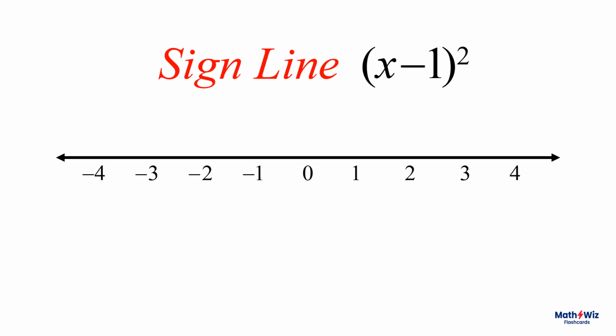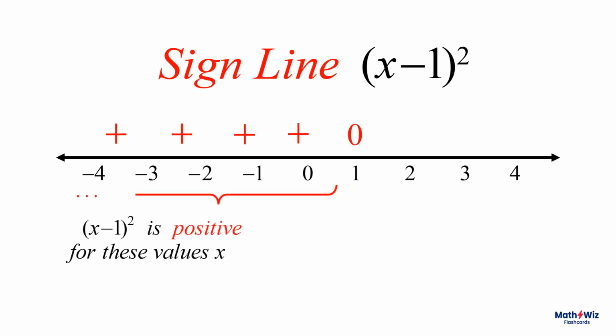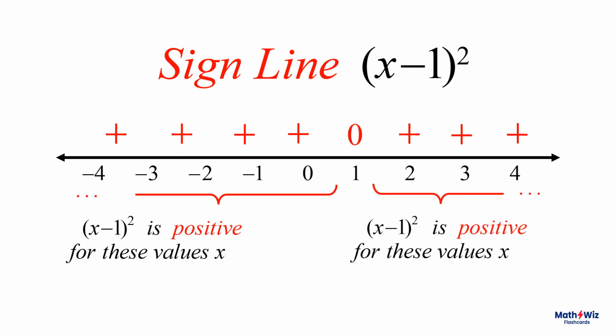Here's a slightly more complicated expression, x minus 1 squared. When x is 1, we get a root, yes. But on the left, the values of x, when substituted, give us positives. And then continuing past the root, values of x again give us positives. This is a feature of a linear term squared. We will see more of these in future videos.